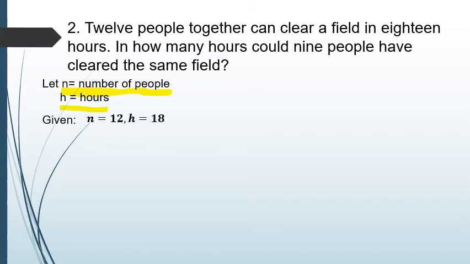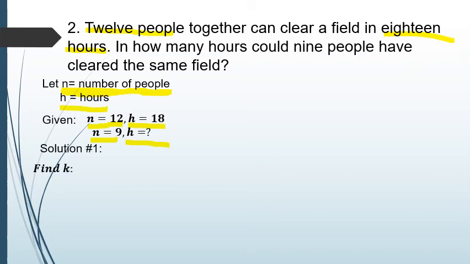Ang given natin, we have n is 12. Saan galing yung n 12 natin? Sabi dito, 12 people can clear a field in 18 hours. So, ang value ng h ay 18. So, for the next given, sabi dito, how many hours could 9 people have? Ibig sabihin, meron tayong 9 people. Kaso, ang tanong, ilang oras kaya ang matatapos nila? Matatapos nilang linisan or i-clear na. So, ano yung gagawin natin?